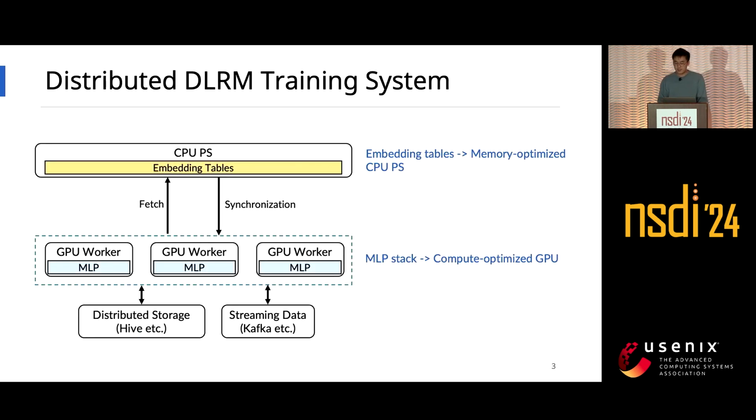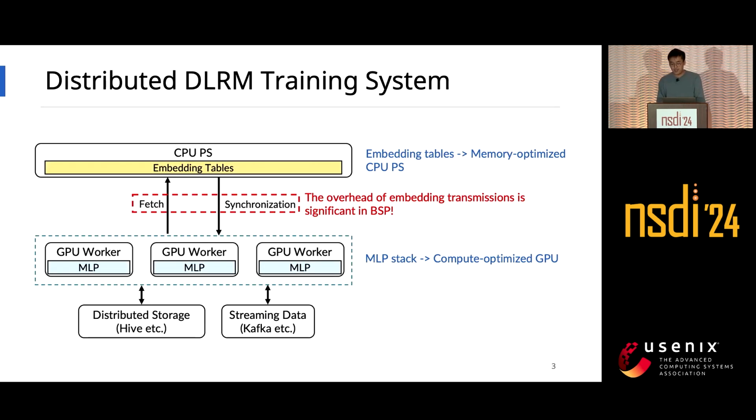So to satisfy this hybrid requirement, existing training systems decouple the embedding table lookup and the MLP processing. Specifically, they utilize compute-optimized GPU workers to accelerate the MLP processing and use memory-optimized CPU servers for the embedding table maintenance. During the training, GPU workers keep fetching and updating embeddings to the parameter server via the network fabric.